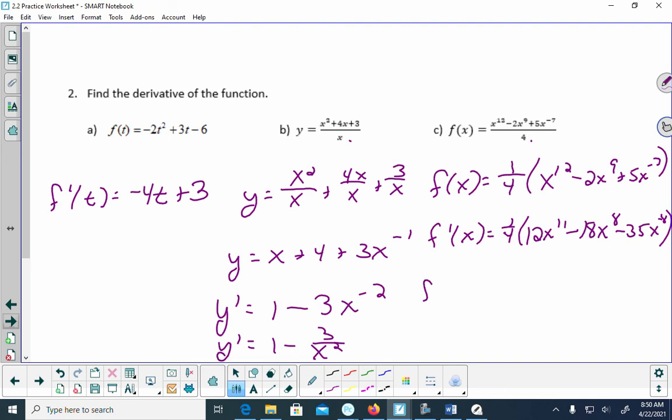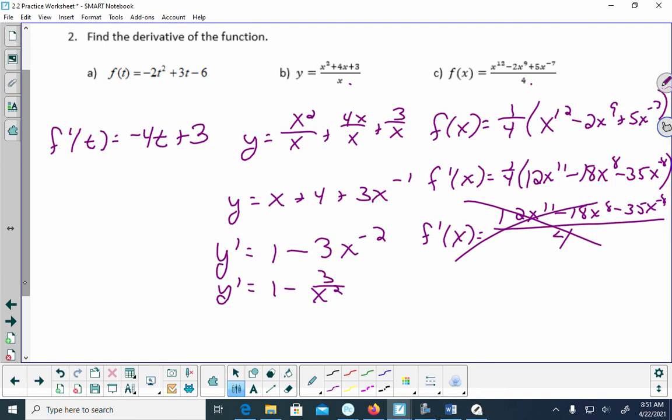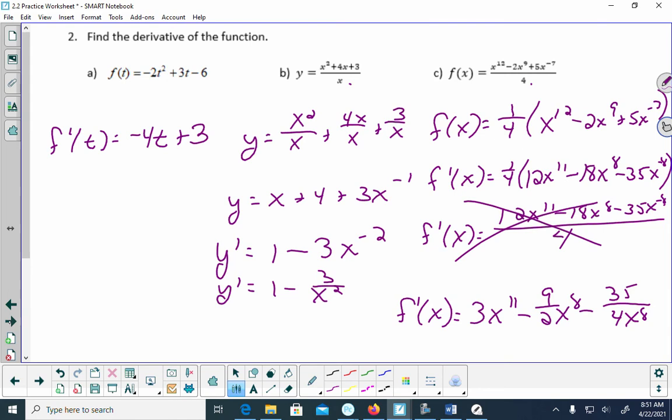Now I'm going to distribute that 1/4 back. And you have options. One option, you can just do 12x to the 11th minus 18x to the 8th minus 35x to the negative 8th and put that all over 4, but then you have that negative exponent. So I don't like that. To be perfectly honest, I'm not going to do that. I'm going to distribute the 1/4 term by term. So I'm going to have 3x to the 11th minus 9 halves x to the 8th minus 35 over 4x to the 8th. And that makes me happy because all my exponents are positive.